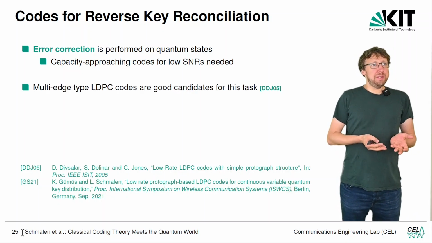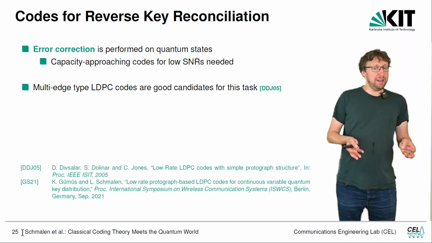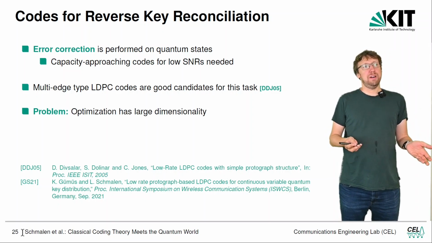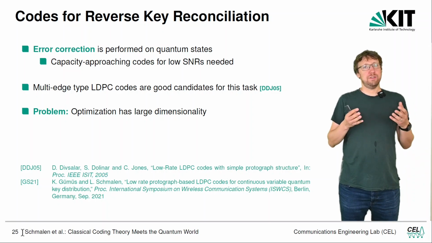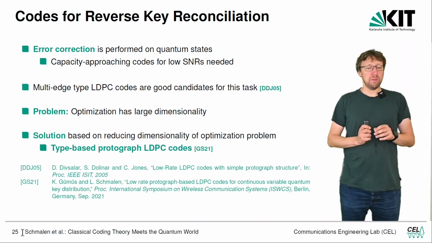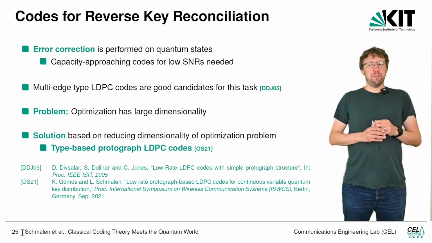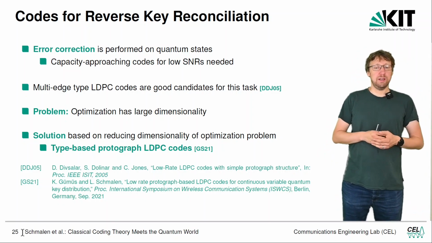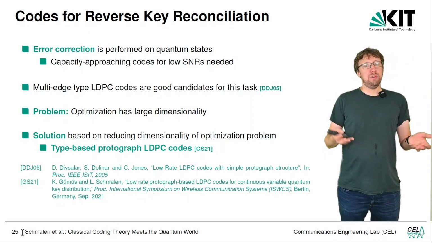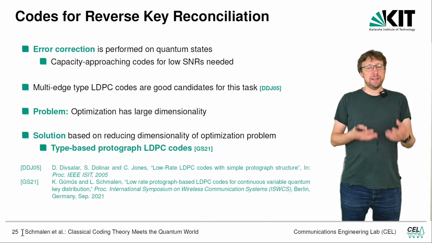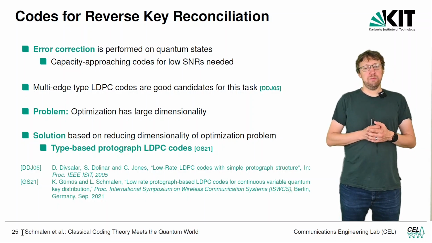Multi-edge type LDPC codes turned out to be a very good candidate for this task. And the problem is, however, the optimization is really difficult because we have a very high dimensionality. So we have proposed, actually my former PhD student Kadir has proposed a solution that drastically reduces the dimensionality of this optimization problem, and these are called type-based protograph codes.